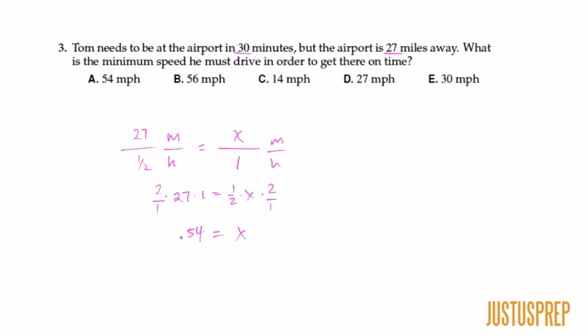So we need to be going at least 54 miles per hour in order to get there on time, which should make sense because if you need to be somewhere in 30 minutes and it's 27 miles away, then you're driving at roughly a mile a minute around there, which is around 60 miles per hour. So these answer choices are incorrect. It's going to be either A or B, and this is asking for the minimum speed. So although you'll make it driving at 56 miles per hour, the minimum here would be 54.